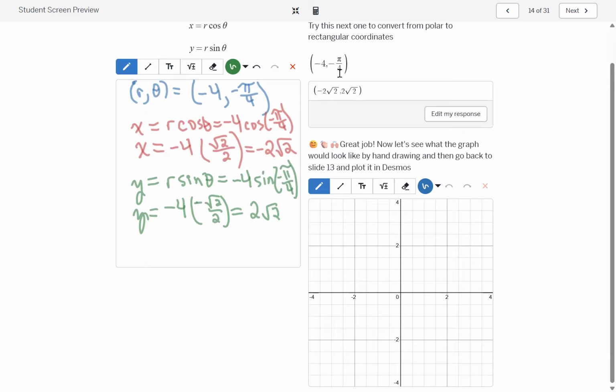So if I'm going to plot the -4, -pi/4, so -pi/4, that direction is in quadrant 4. But then the radius -4 actually moves us backwards into quadrant 2.